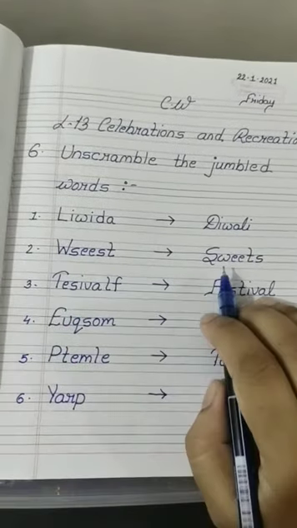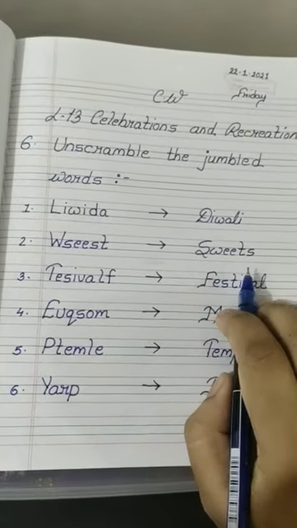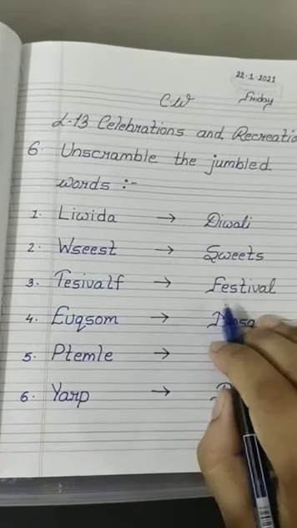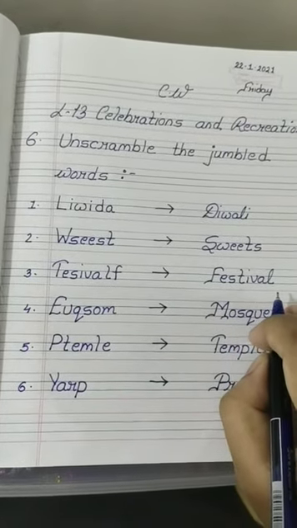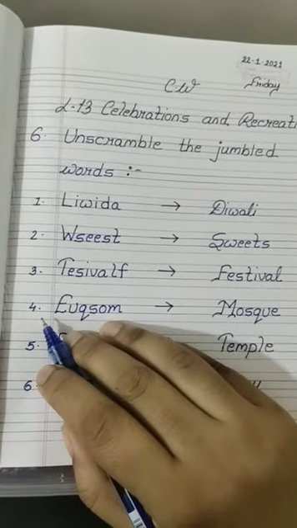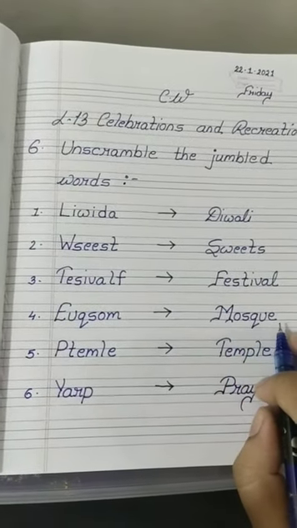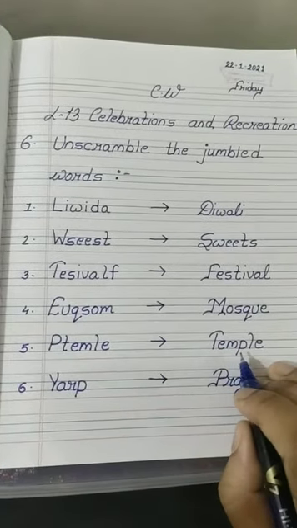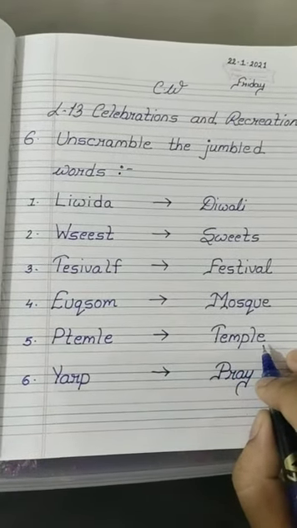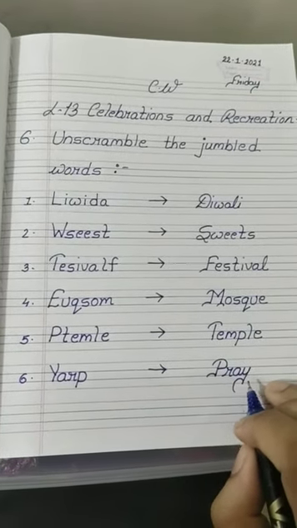Number two is sweets, SWEETS, sweets. Number three, festival, FESTIVAL, festival. Number four, MOSQUE, mosque. Number five, temple, TEMPLE, temple. At last, number six, pray, PRAY, pray.